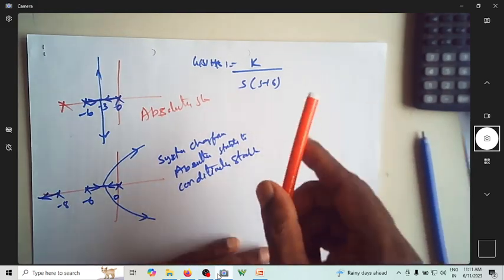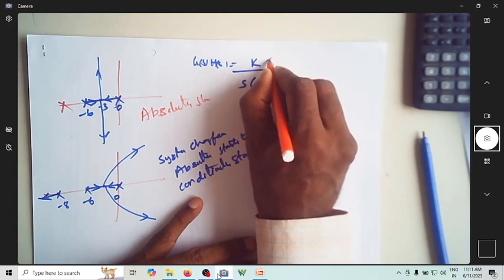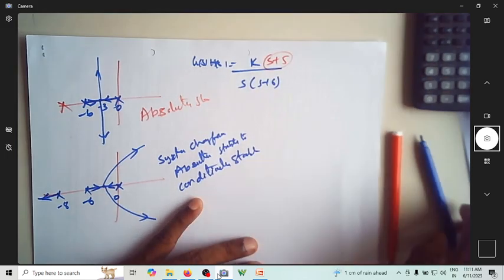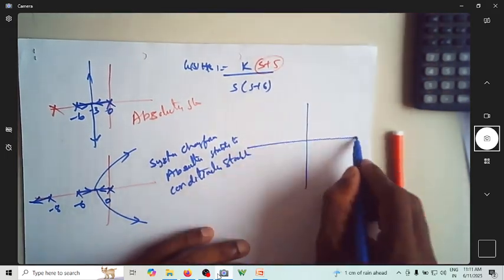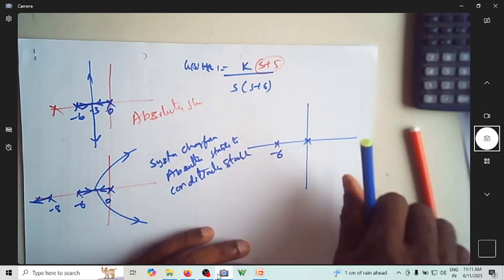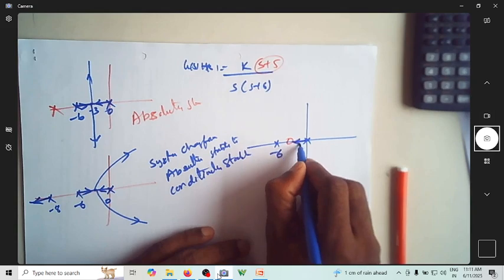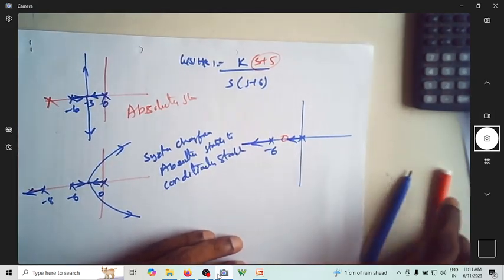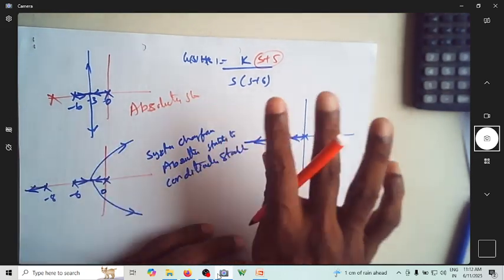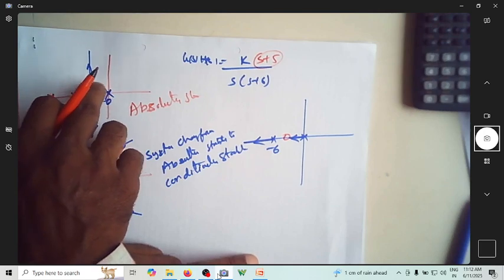Fine. Let us consider the same system, and I add a 0. If I add a 0 at s plus 5, what happens? This was minus 6, and if I add a 0 here, what happens? This certainly goes here and this goes here. The system was absolutely stable, and the system remains absolutely stable. So there is no change in the stability of the system, but the root locus totally changes.